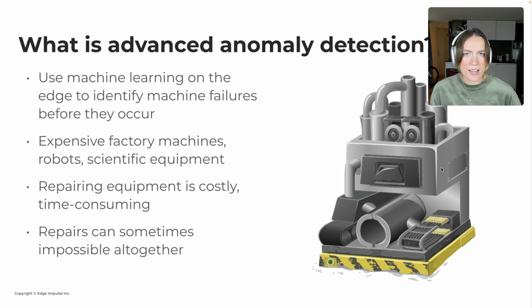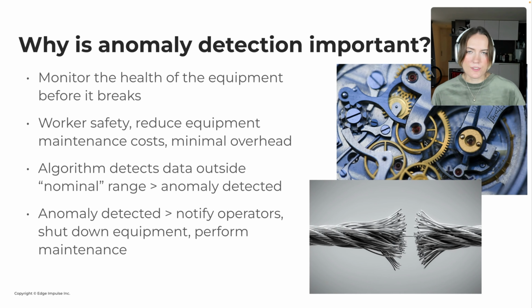However, because there's a bunch of tiny parts in these machines, we can usually analyze the vibration or sound coming from these machines to analyze when a fault is about to occur. So, using anomaly detection models on the edge, we can monitor the health of our equipment before it breaks. And this will benefit quite a few different areas of your factory line, for example, from worker safety, reducing equipment maintenance costs, and reducing overhead.